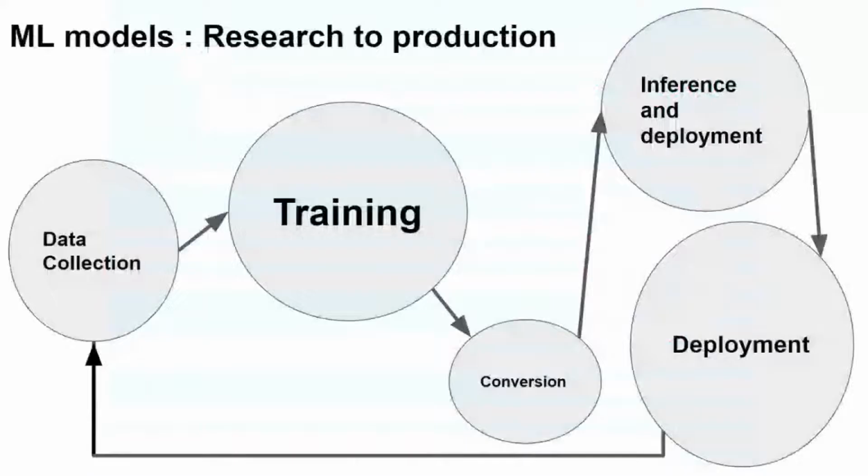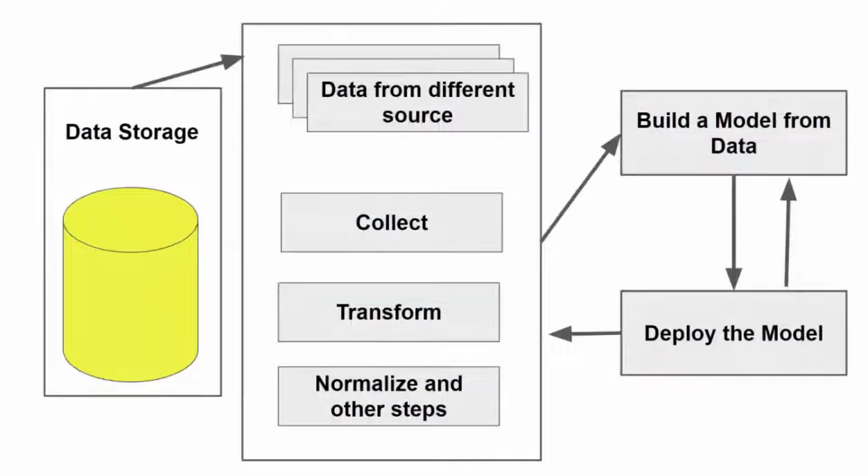All right. So it's all about the deployment, converting the model and going through all these steps, and it's always an iteration. It's all about data from different sources: collecting it, transforming it, normalizing it, building the models from the data, and deploying the models. This is what we do, and this is what we always work towards.